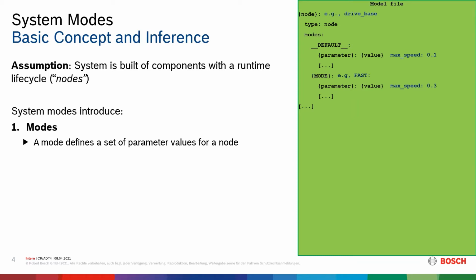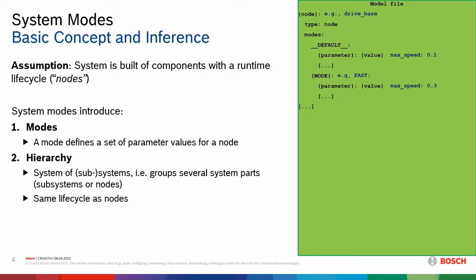Now, as a second concept, we introduce systems. That is a logical grouping of nodes and other systems. So think system of systems. We also introduced that these systems have the same life cycle as the nodes. So they can also be activated, deactivated, and shut down, for example. So in our model file, this would look like this. You specify a system, give it a name, and specify its parts. That can be nodes or other systems. Consider an actuation subsystem, for example, that consists of the drive-based node that we specified above, as well as a manipulator node that we would also specify within this model.